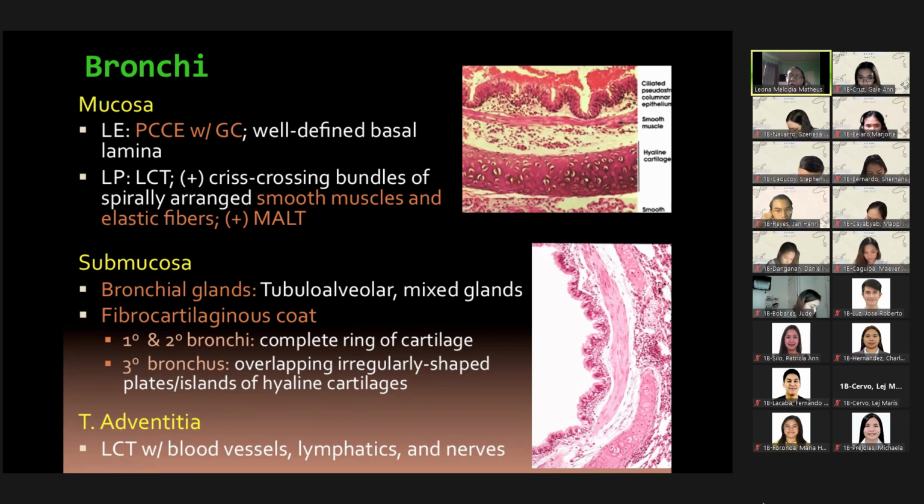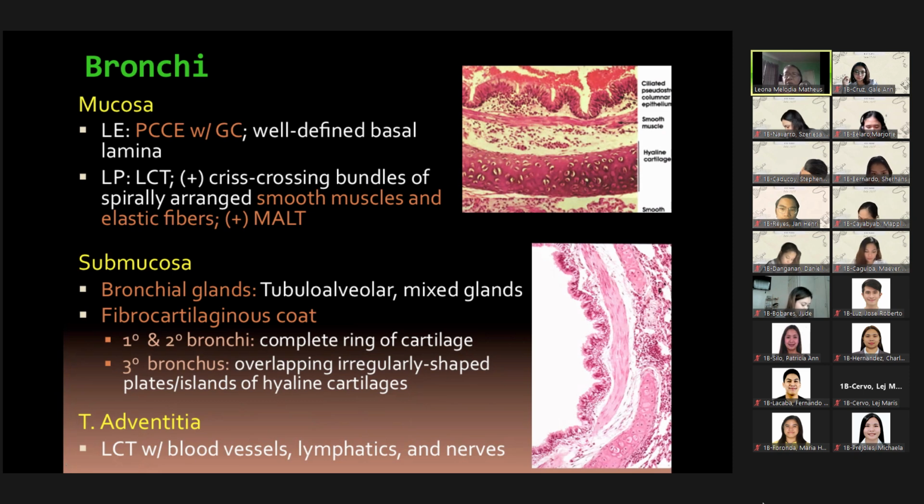But when we get to the tertiary bronchus, look at this one here. This is already a tertiary bronchus. You can easily see here your islands, or plates, of cartilage. There you go, easily seen. So it is no longer a complete ring of cartilage when we get to the tertiary bronchus.